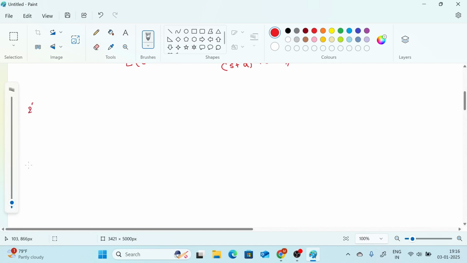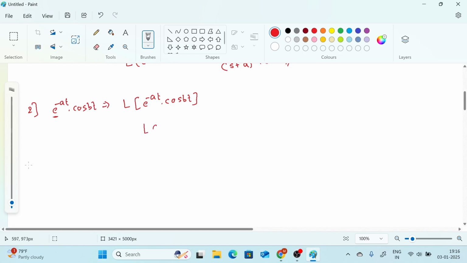Now we are moving to the second example. E raised to minus at cos of bt, right? You have to find the Laplace of e raised to minus at cos of bt. Now, a small trick. What is the trick? It is multiplied by e raised to minus at. So we have to use the first shifting theorem. It's a small trick.